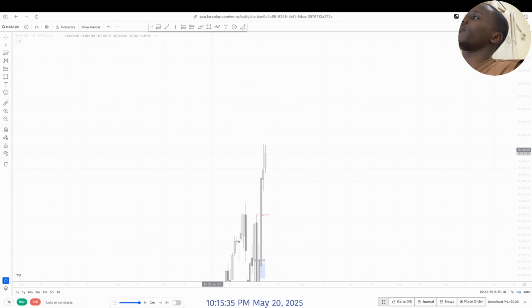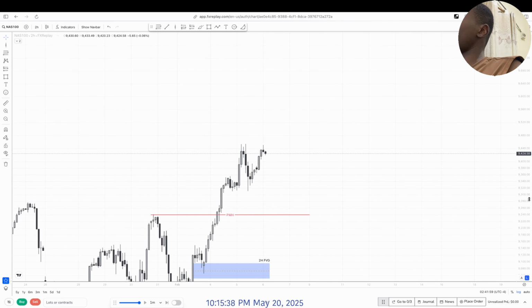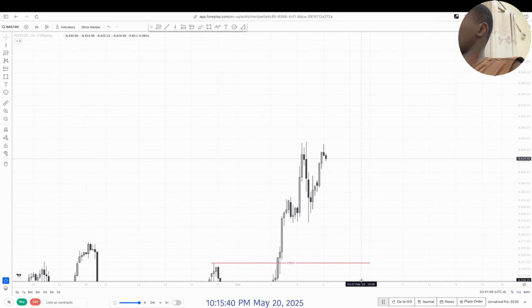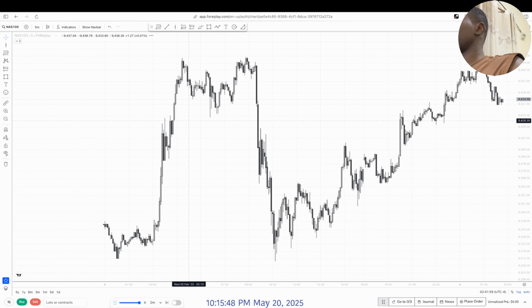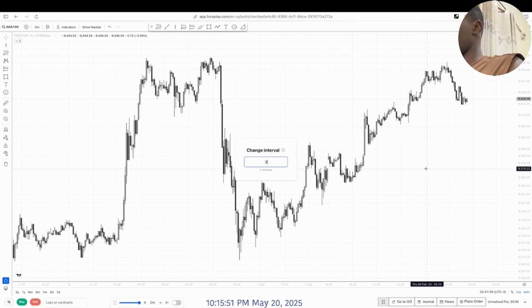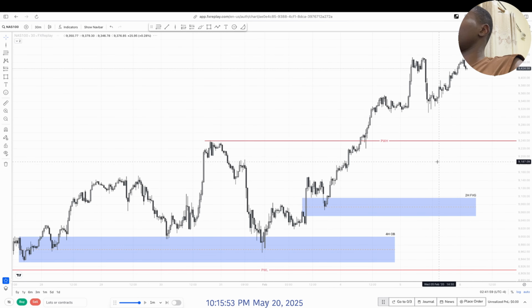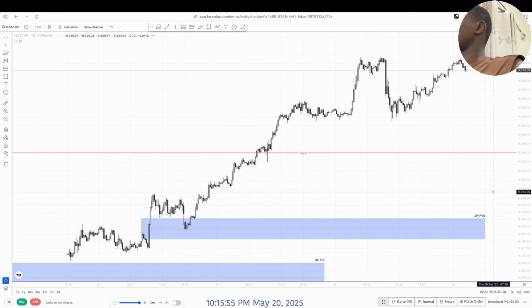we go to the 2 hour. This is what I'm looking at. I basically just want a retest of this fair value gap and then we push higher. Let's see what New York does then. So you can see that we're dropping. Let's go to the 30 minute. Sorry, 15. Yeah.